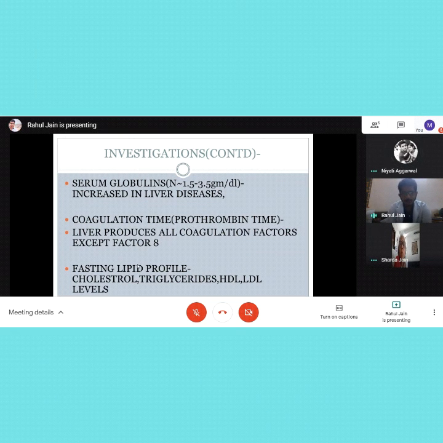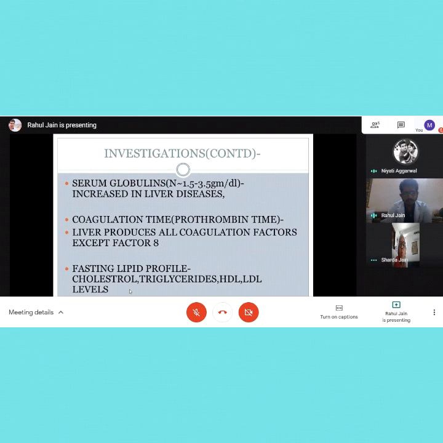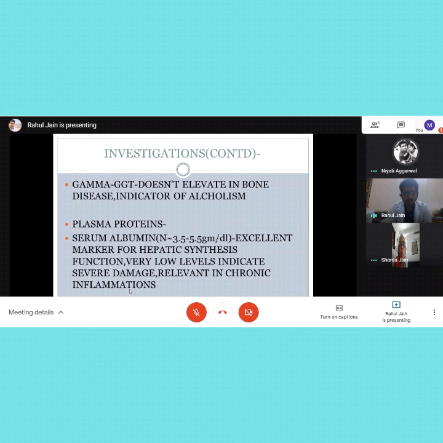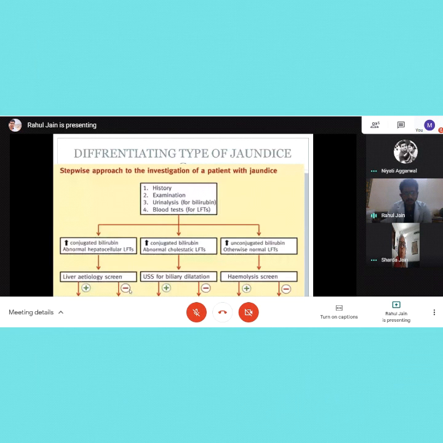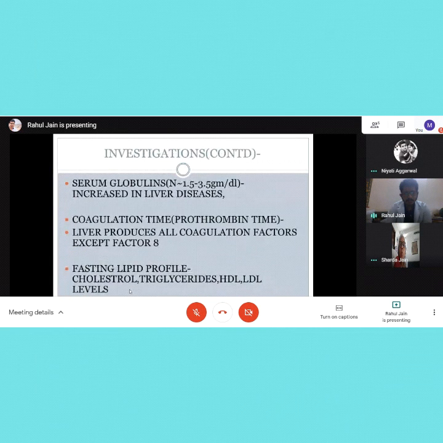Then coming to the fasting lipid profile, there are multiple tests, cholesterol, triglycerides, HDL, LDL levels, which we check as part of the liver function test, because all lipid metabolism goes through our liver. So, finishing over the investigations, I hope they are very clear and crisp. We have tried to make it very simple by dividing the investigations into serum bilirubin, serum enzymes, plasma proteins, coagulation time and fasting lipid profile.